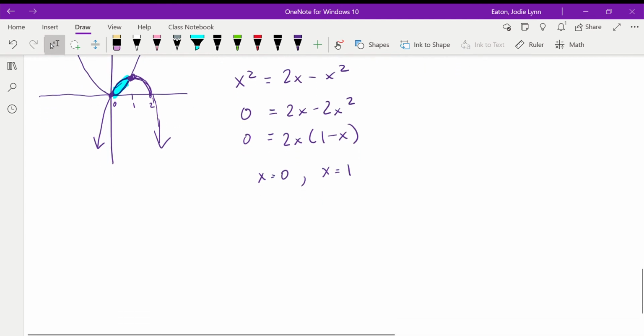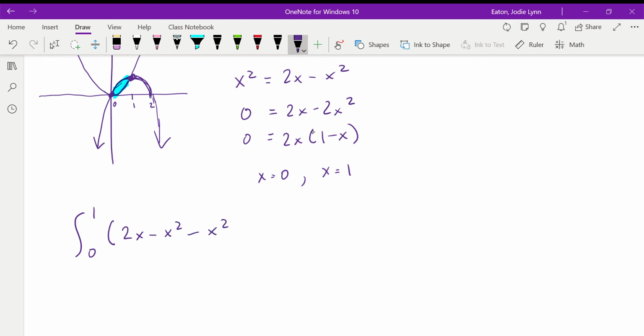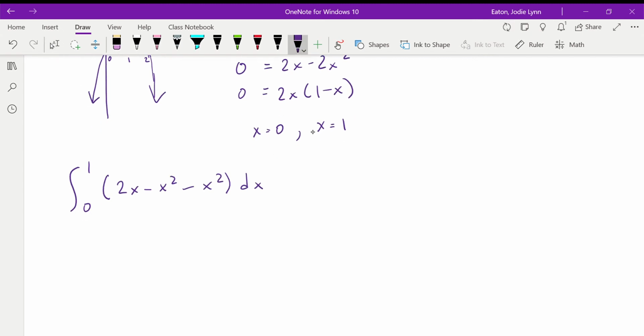If you want to, you can check a point in the middle, but in this case, we really don't have to. We know what our functions look like. So we are going to do the integral from 0 to 1. That was why we did that whole calculation. We take the 2x minus x squared, and then we subtract another x squared, minus x squared dx. Simplifying, we get the integral from 0 to 1 of 2x minus 2x squared dx.